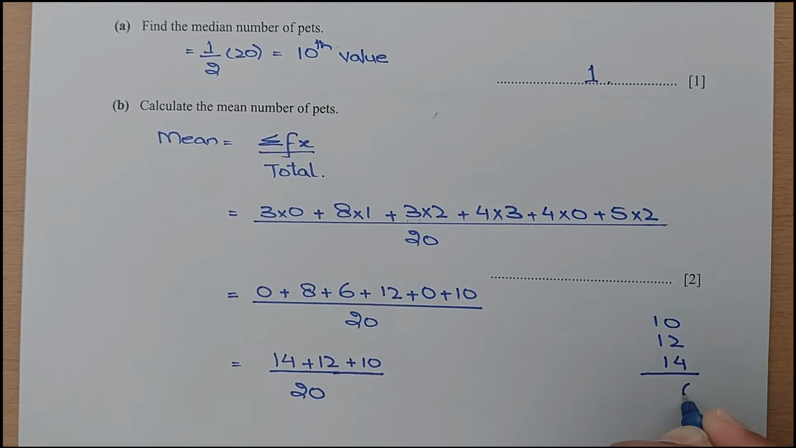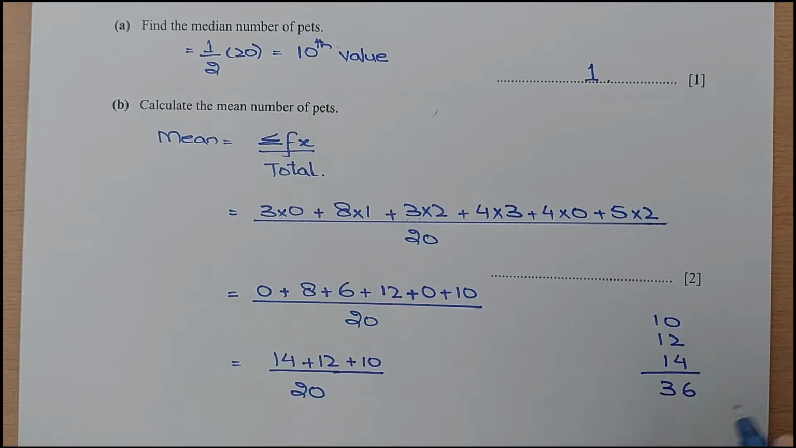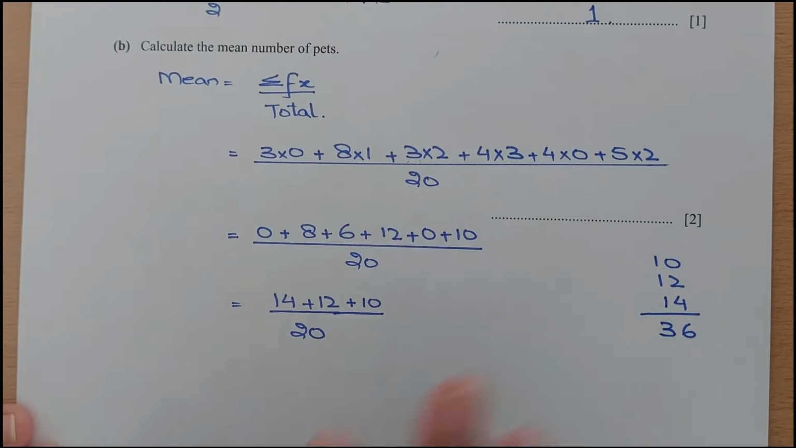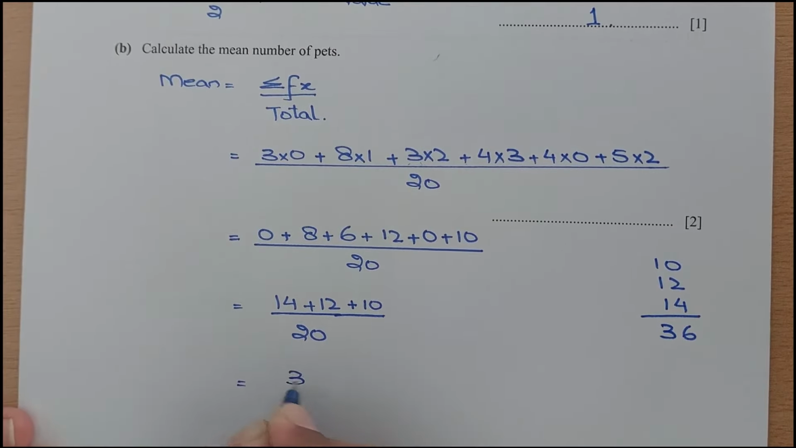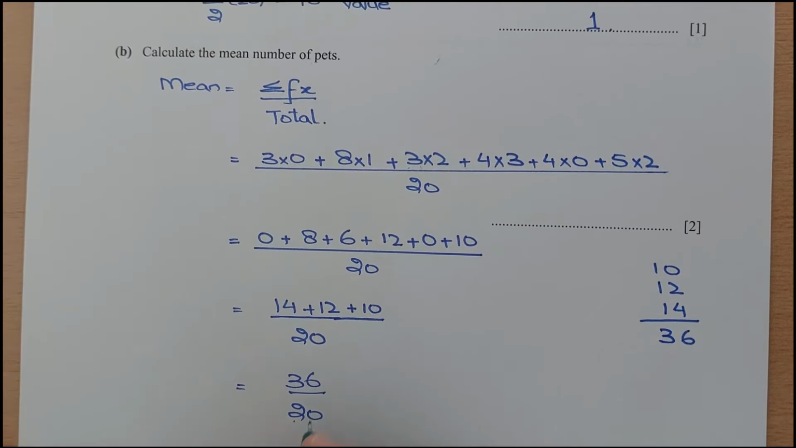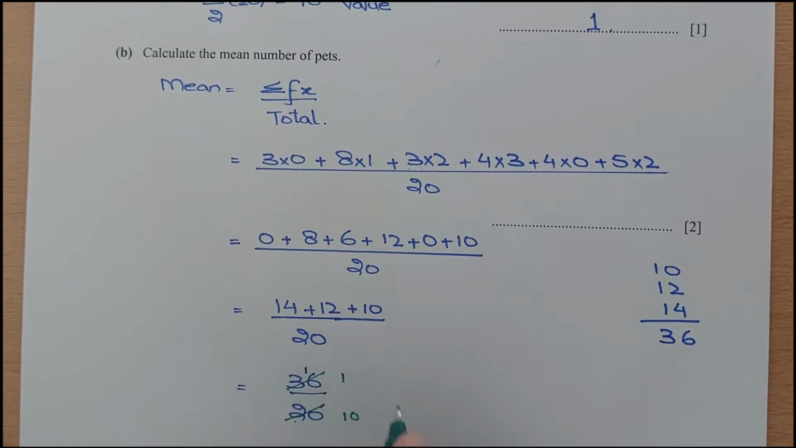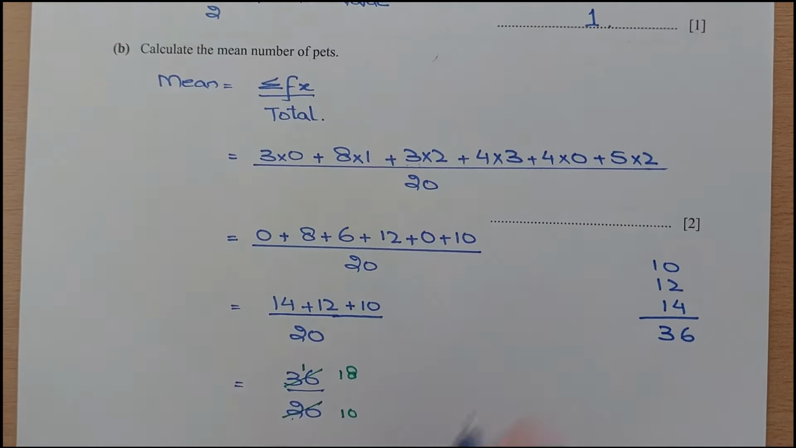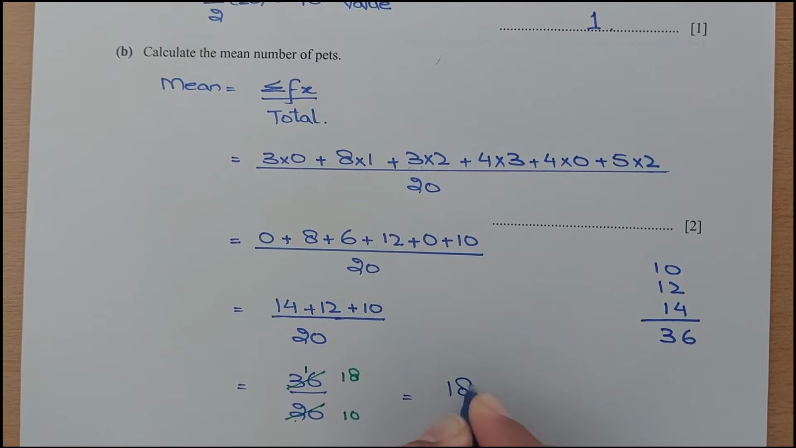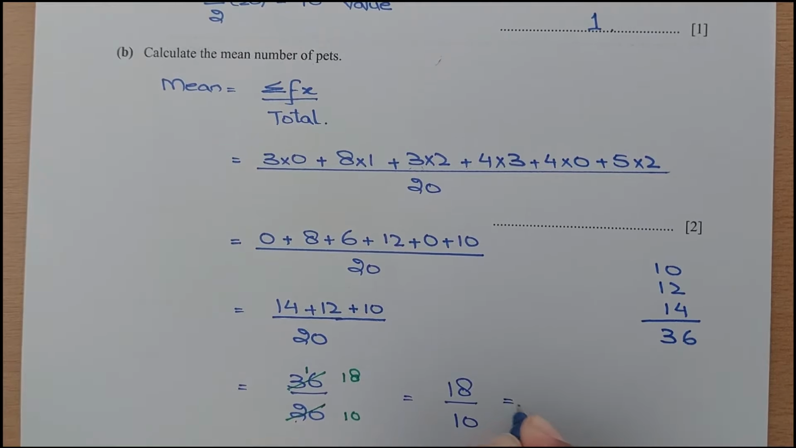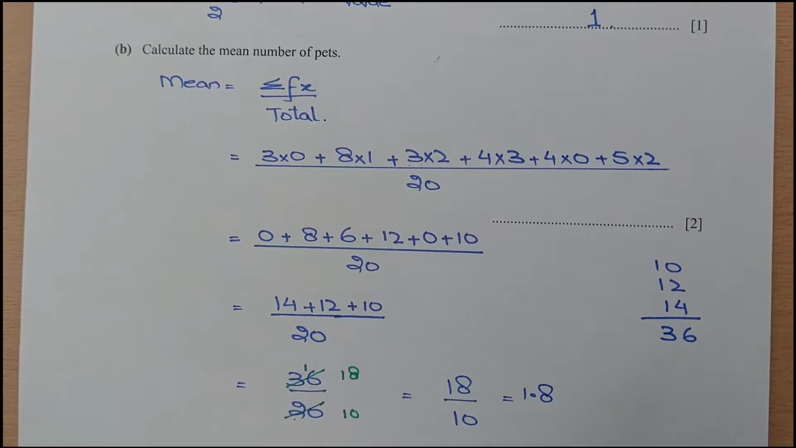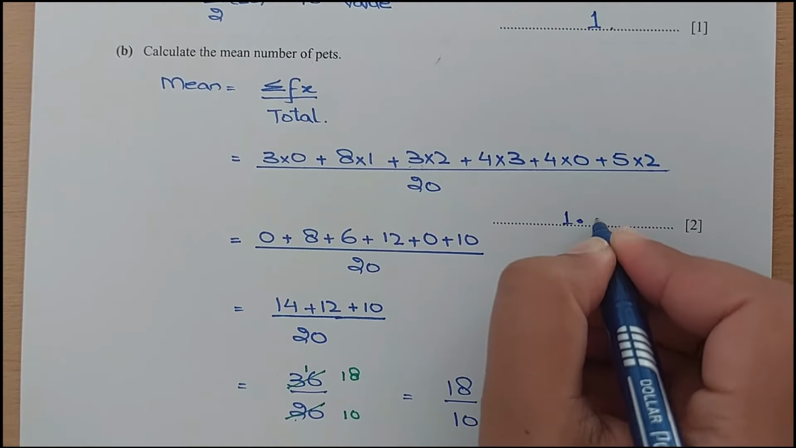4 plus 2 is 6, and 1 plus 1 plus 1 is 3. So we have 36. So 36 divided by 20. So 2 times 1 is 2, and 2 times 8 is 16. So now we have 18 over 10, and that is equal to 1.8. Right, so the mean is 1.8.